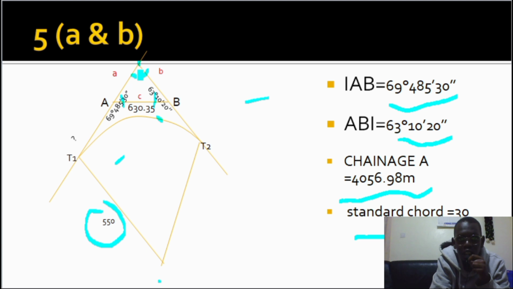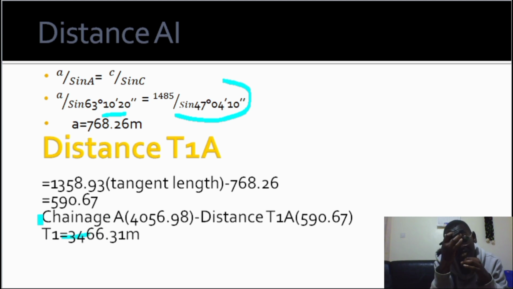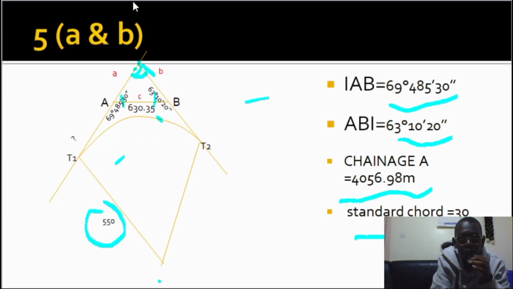Then the angle opposite to it is the addition that we had earlier done, then subtracting from 180 degrees to get that angle. So this is 47°04'10". And our final answer becomes 768.25 meters. From there, we calculate the distance that remains to be covered, and that distance is from A to T1. So this is the remaining distance. We have done from here to A that we have calculated.